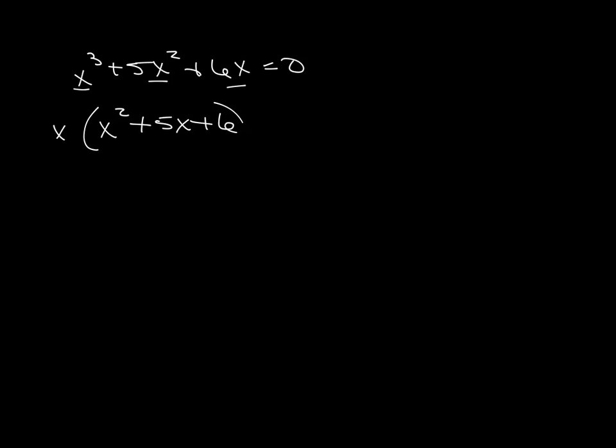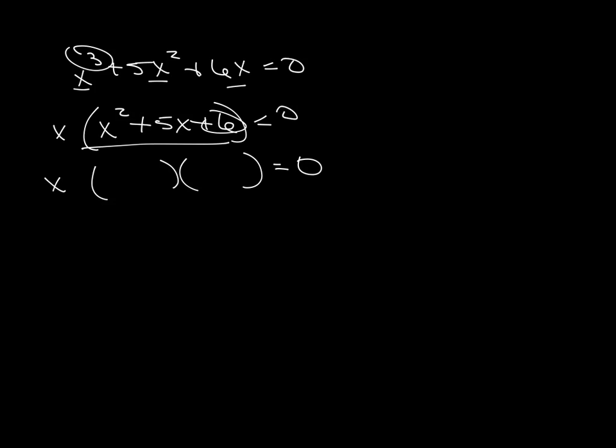Alright, let's look at number 33. X cubed plus 5x squared plus 6x equals 0. We're going to factor out an x because that's common to everything. And then we'll just focus on this. Remember, that means we're going to have 3 answers. So let's just look at this one.